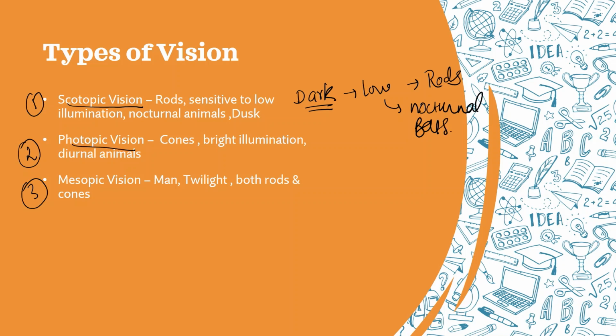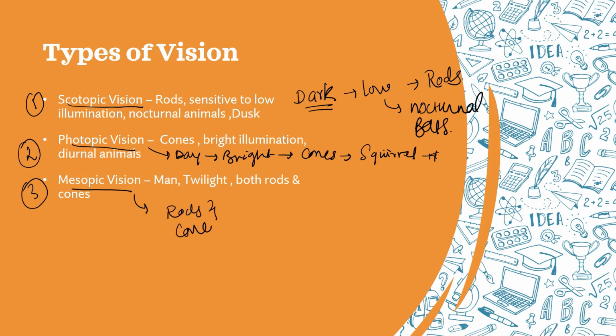Then comes photopic vision, which occurs in daytime or bright light, obviously done by cones. It occurs in diurnal animals such as squirrels, which do not have any rods but only cones. The third is mesopic vision, where both scotopic and photopic vision happen, a neutral sort of vision. Here rods and cones both play a role, and it is seen in man or during the time of twilight when it is neither too dark nor too bright.